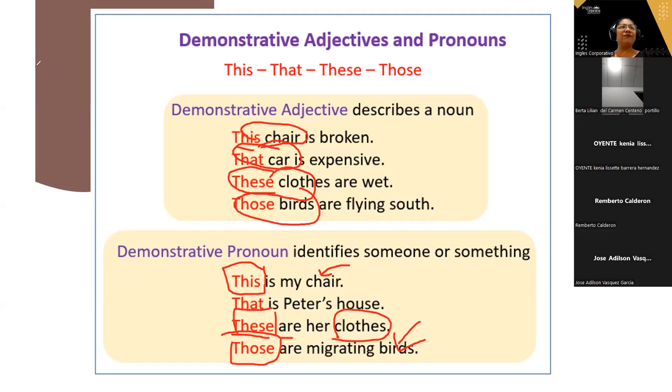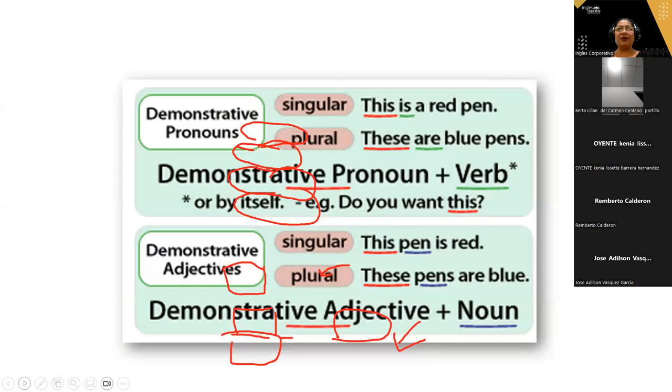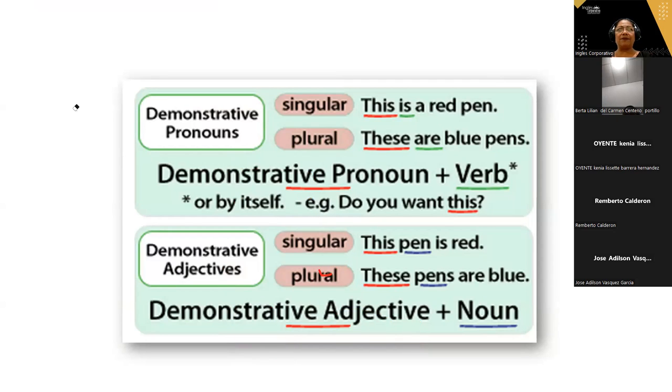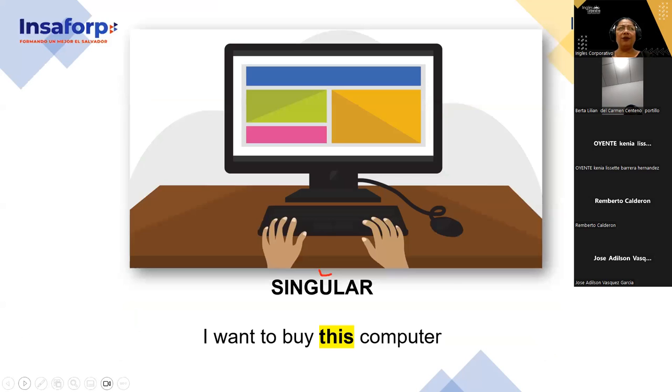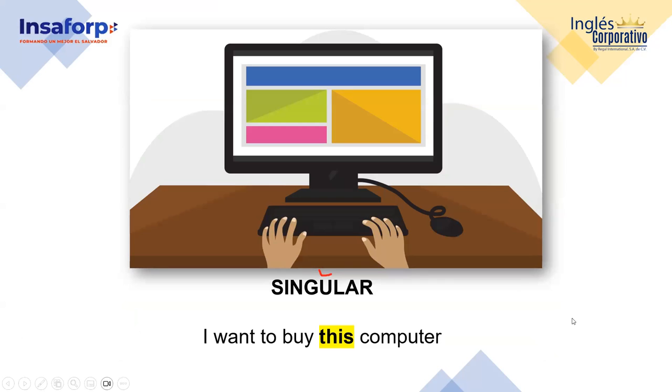And we have more exercises in here. Let's see. This is exactly what I have said in this moment, right? This is just more information about the same thing. In our book, we have examples like this. This is singular. I want to buy this computer. ¿Qué es? Demonstrative adjective or demonstrative pronoun?